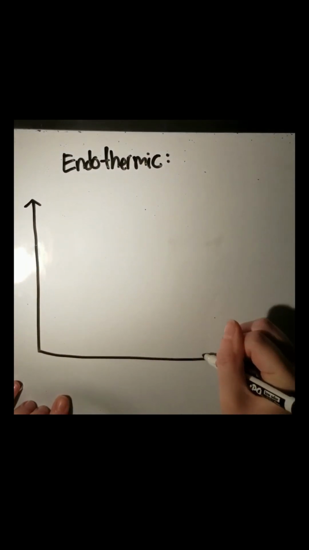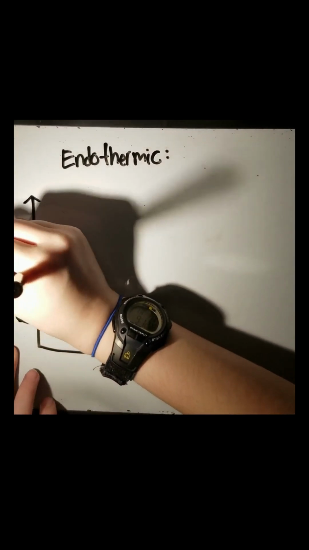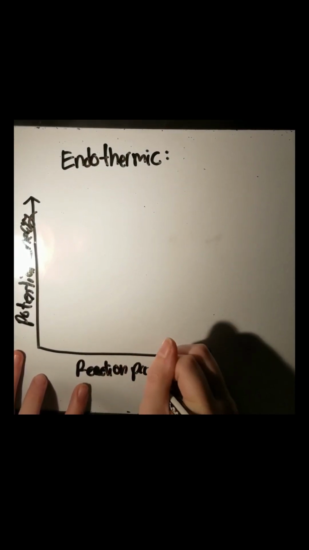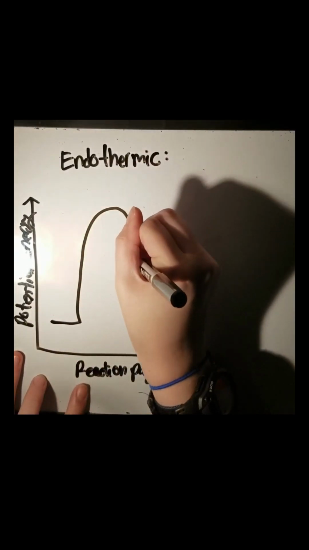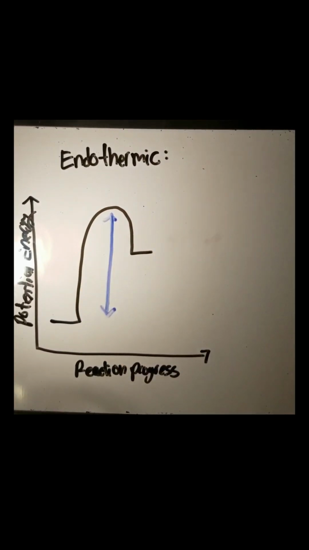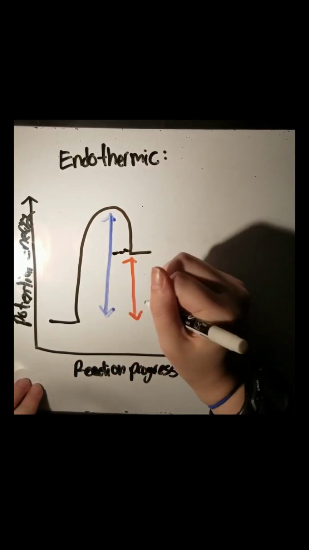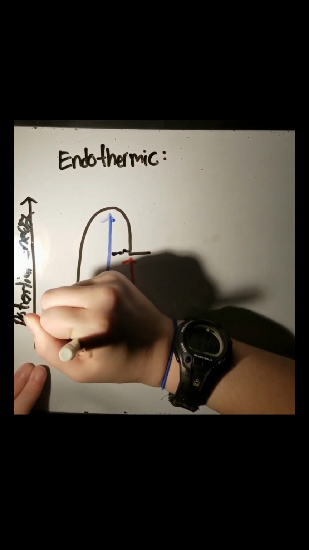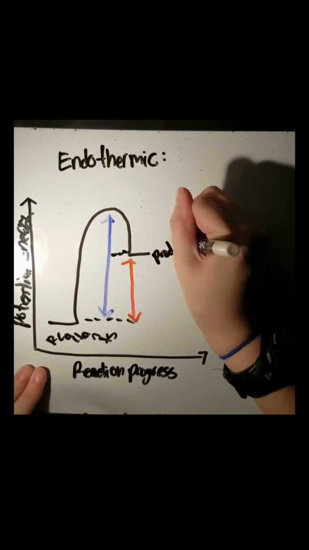Now we're going to look at this endothermic reaction. Let's draw our graph. We have our potential energy, and we have our reaction progress. This time our line looks a little bit different. We still have our reactants and the products, but this time the activation energy is way higher, and our energy is absorbed instead of released. It's also much smaller.